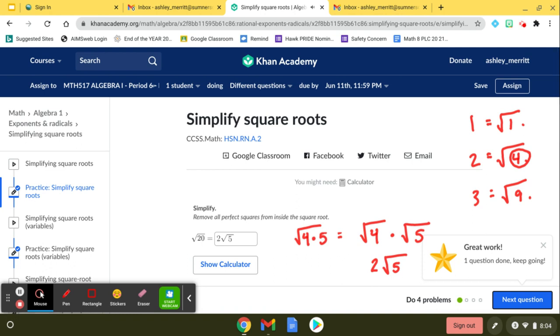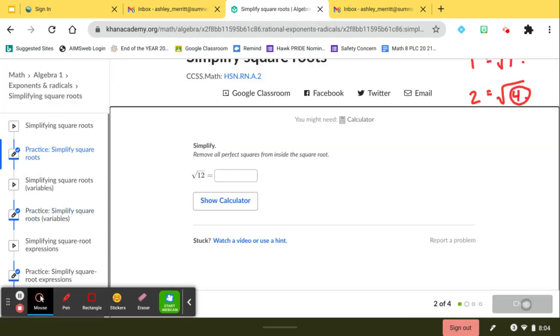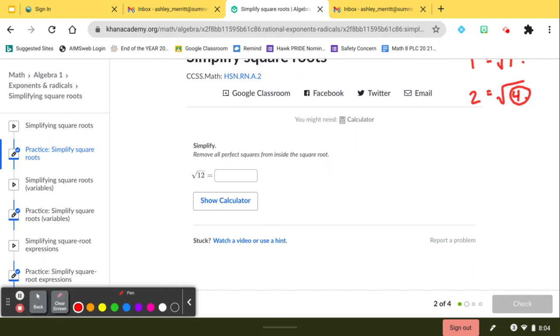Now let's go to the next question. So the square root of 12, again, I want to pull out the perfect squares. Well, factors of 12 that involve a perfect square would be the square root of 4 times 3, which would be the square root of 4 times the square root of 3, and the square root of 4 is 2. So 2 times the square root of 3.